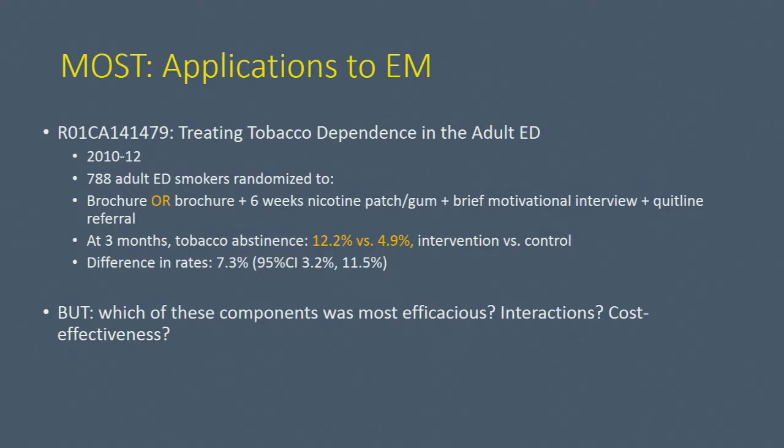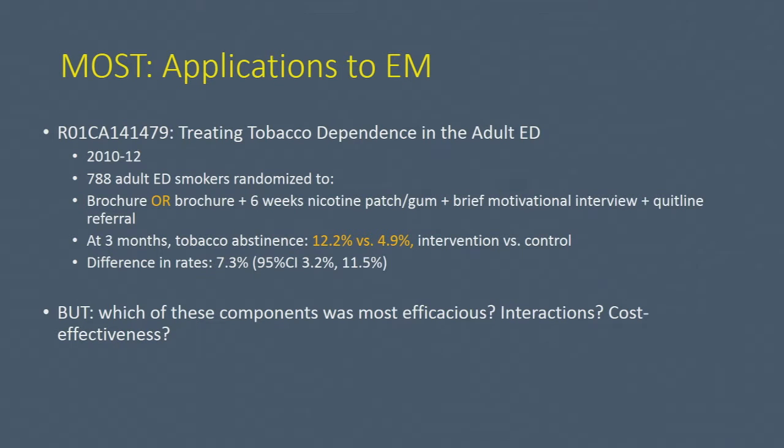The primary efficacy endpoint was at 3 months. We called them on the phone and asked, "Are you smoking?" If the answer was yes, we thanked them, and that was that. But if the answer was no, we had them come back to the ED and blow into a tube to measure their exhaled carbon monoxide, which is a standard tool for biometric testing of smoking status.